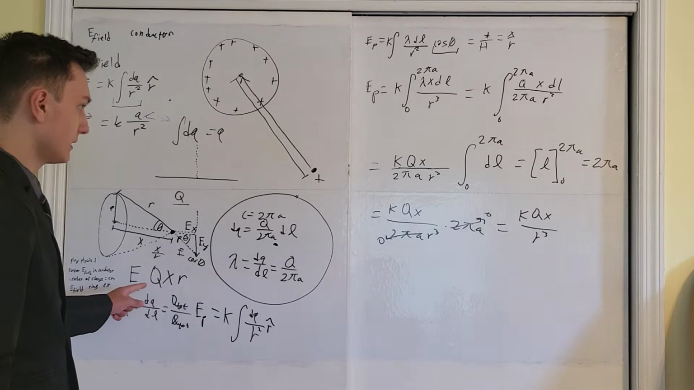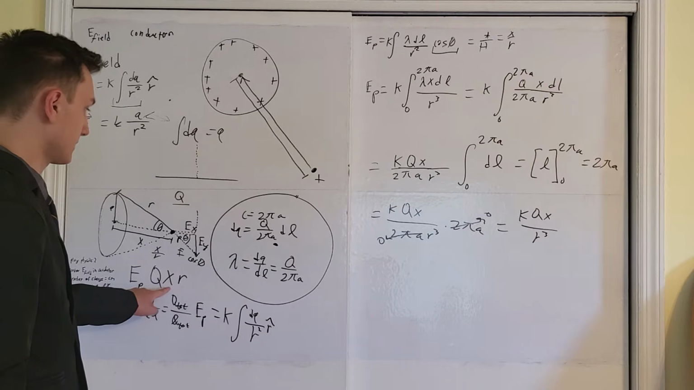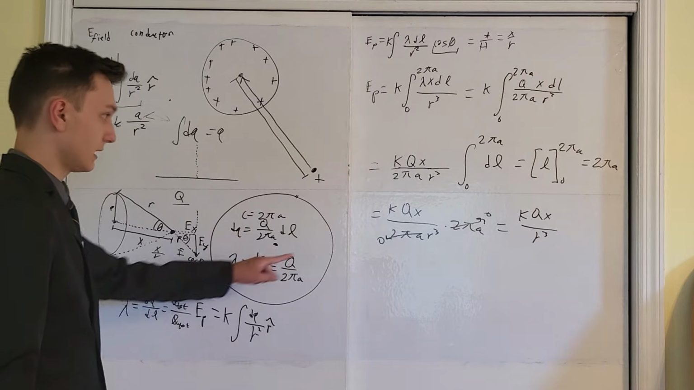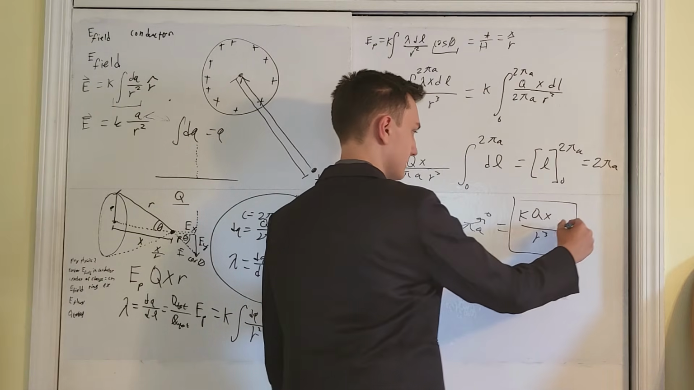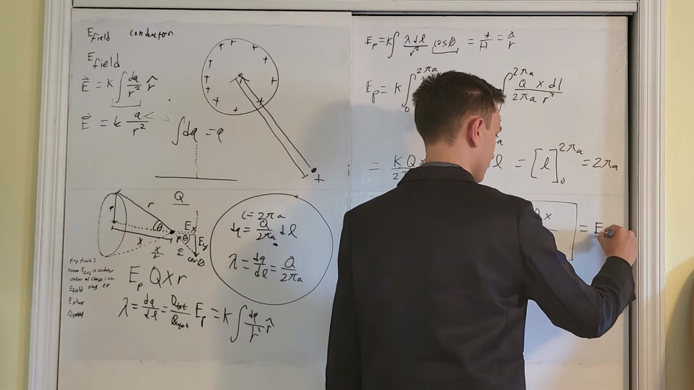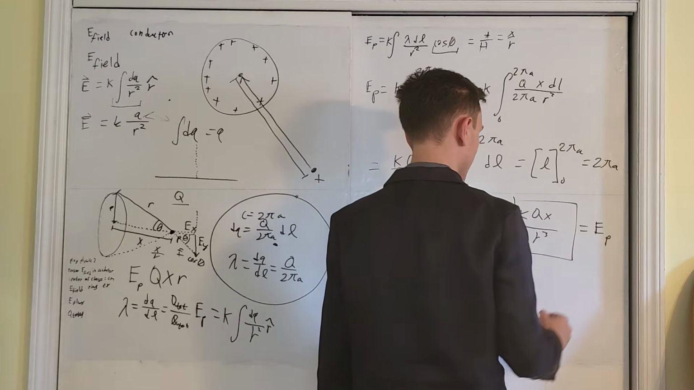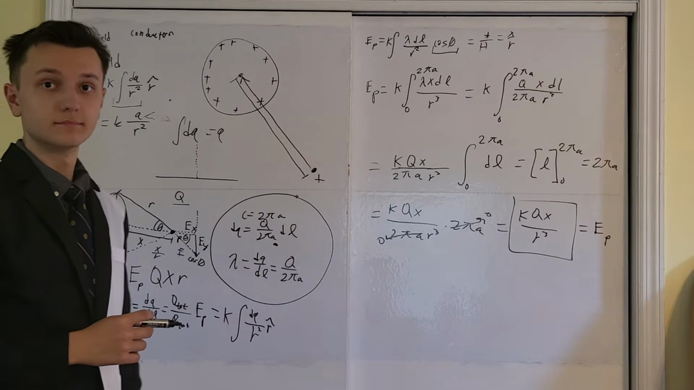Do I need to change anything? It's in terms of k, x, and r, and universal constants k. Therefore, I am done. This is the electric field felt at point P in the r hat direction. Yeah, that's how hard it is.